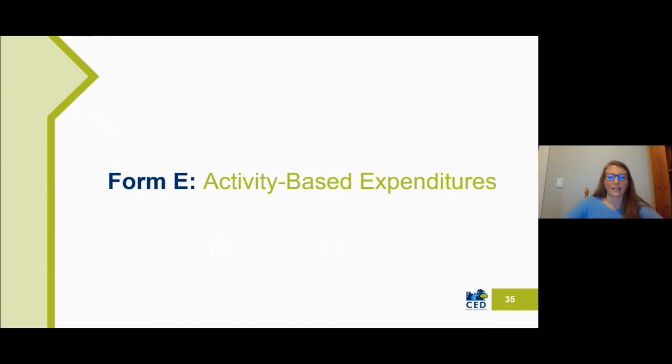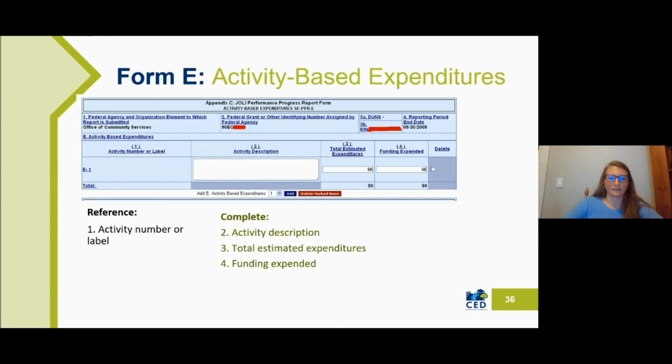The last form is Form E, and this collects financial data. This form does not replace the federal financial form, the SF-425 that you're required to submit. This just allows you to report on activities in your PPR. So it's separate from that form. You're required to submit the SF-425 separately.